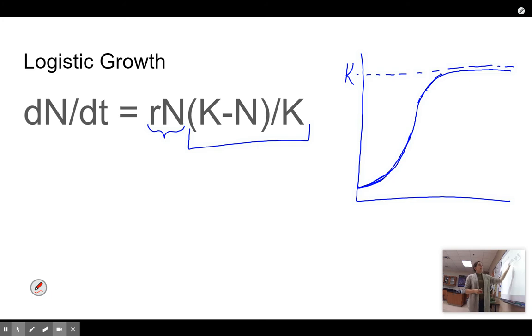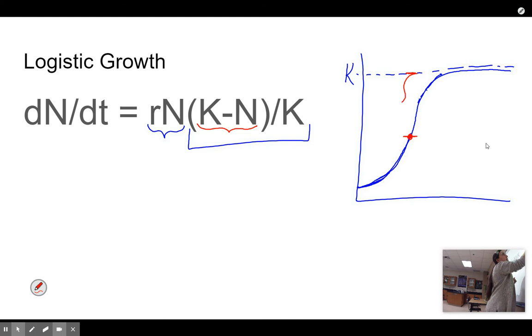So if we break down that (K - N)/K, remember K stands for carrying capacity and N is the number of individuals currently in our population. So if we look at the K minus N part, if we just choose a value, say we're talking about this point in the graph right here. K minus N, so here's K, and here's N.